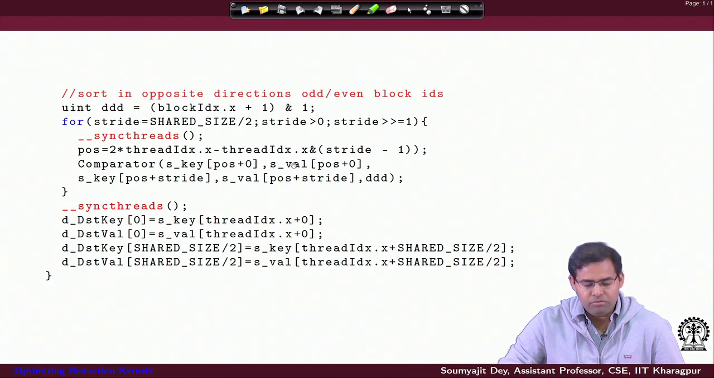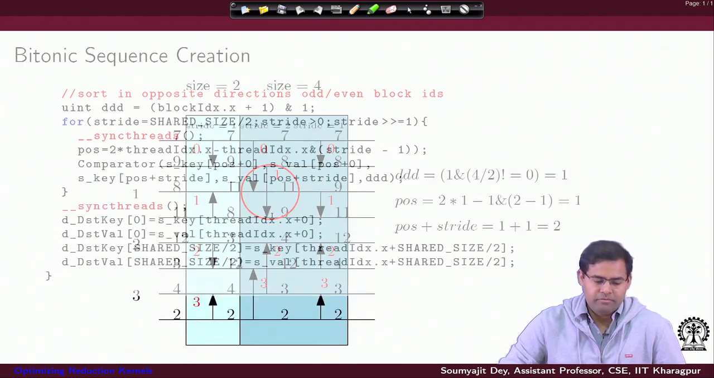With this loop the output will be ready in the shared memory. Since each thread has been tasked with loading 2 values, the threads will also write back 2 values to the global memory, both the keys and the values.